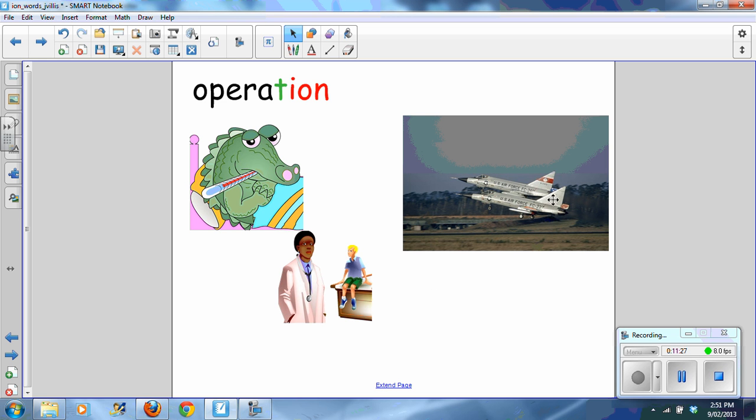You can also have an operation which is like a task. Here we have 2 aeroplanes. They're actually 2 US Air Force planes. Now they might have an operation to save somebody. They may have an operation to bring peace to a country. An operation is a task which can be done.